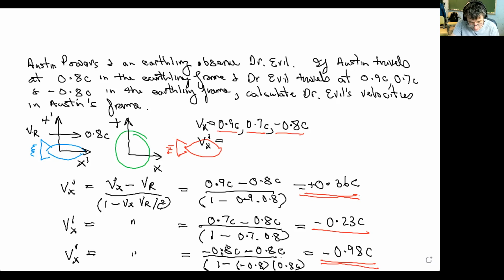And so we see that when we do the relativistic velocity transform, Dr. Evil isn't traveling towards Austin at 1.6 times the speed of light. He's just traveling towards Austin at 98% of the speed of light. So he doesn't break the speed limit, nature's speed limit on the speed of light.